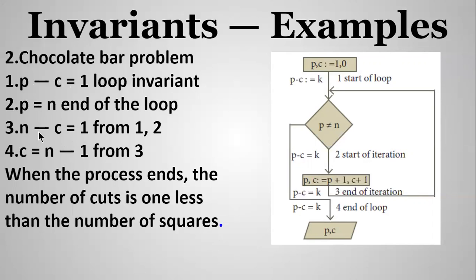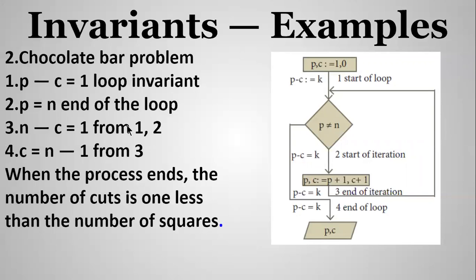What will be my C? C will be equal to n minus 1. Bring the C this side and 1 this side. The minus C, when it comes over, becomes plus C, and the 1 becomes minus 1. So my C will be equal to n minus 1.